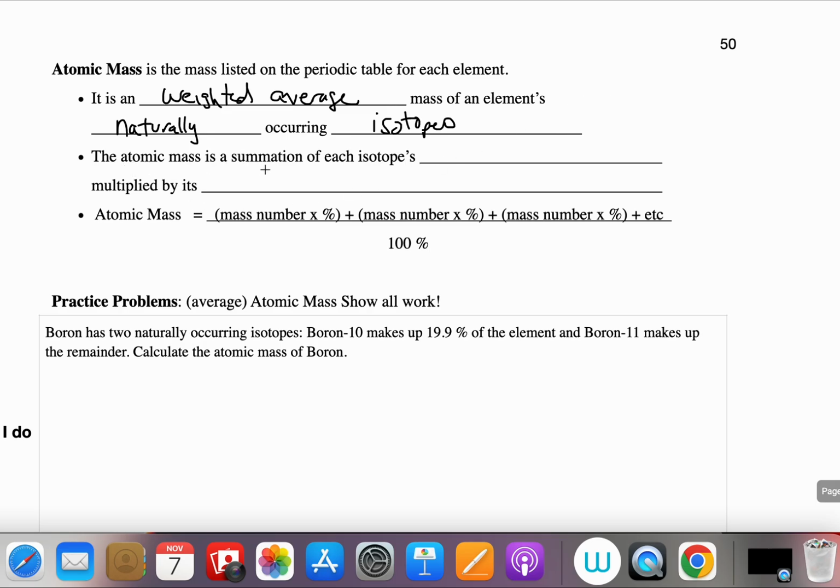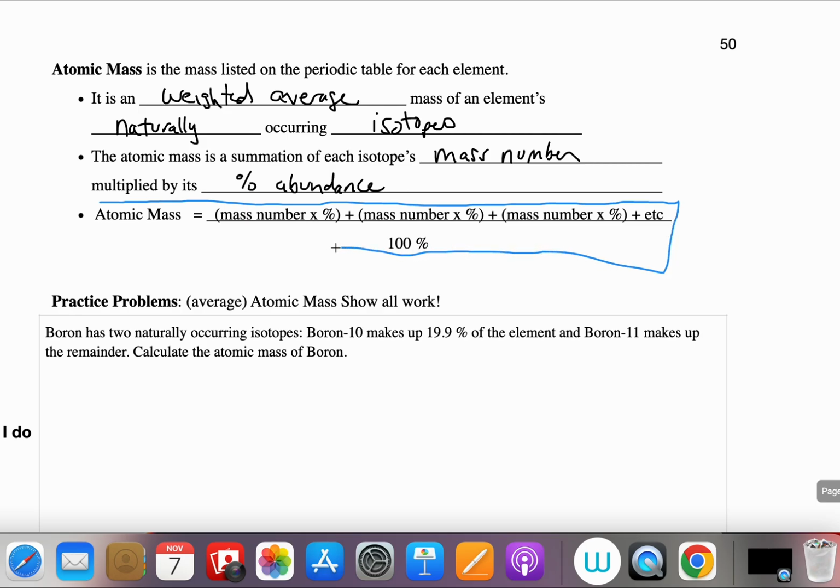The atomic mass is simply a summation of each isotope's mass number multiplied by its percent abundance. So the atomic mass, the mathematical equation, this is not in your reference tables. This is something you need to get memorized. But I highly suggest that you write this on the back of Table T so that you see it and remind yourself how to calculate a weighted average mass.